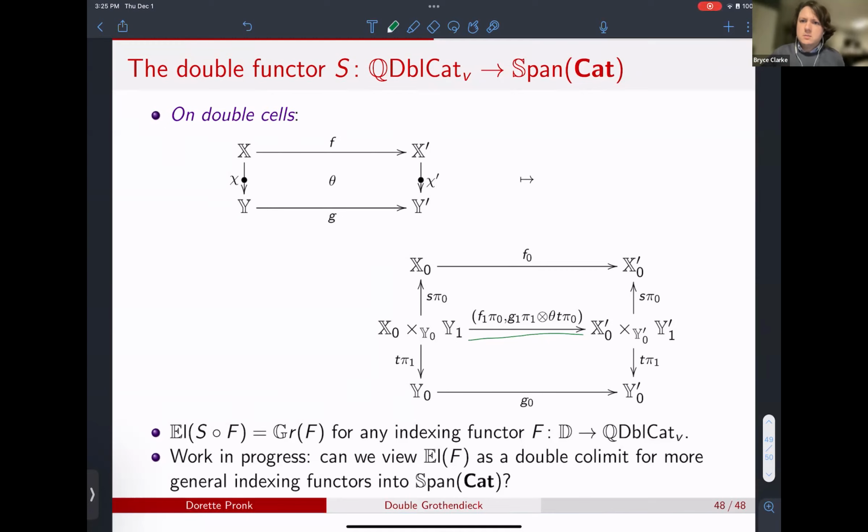And this cylinder double category that you construct, does it have some kind of universal property associated to it?